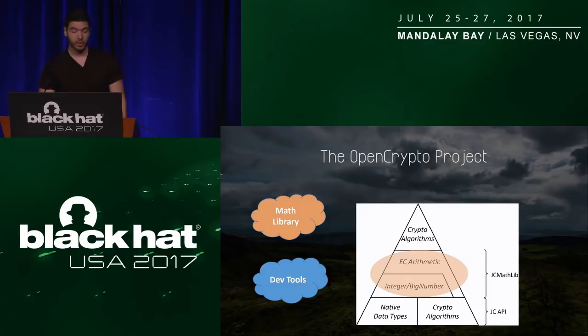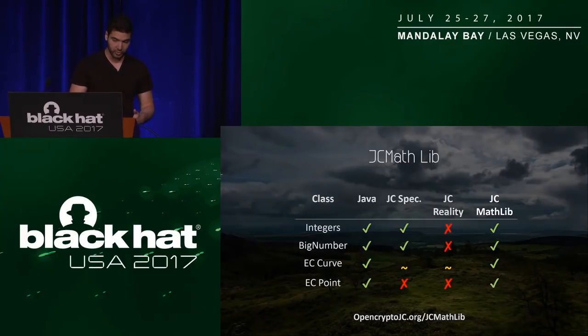As part of this project, we provide a math library and development tools. The math library, as you can see on this pyramid, sits on top of the current JavaCard API and provides integers, big numbers, and elliptic curve arithmetic. A bit more on it now. All those classes are provided by Java. Some of them, the integers and the big numbers, are available in the JavaCard specification. But in the JavaCard reality, they don't appear in any cards. They were simply not implemented by manufacturers. We actually implement all of them and make them available through our library. And here is a link for the library if you want to go and download and play with it.